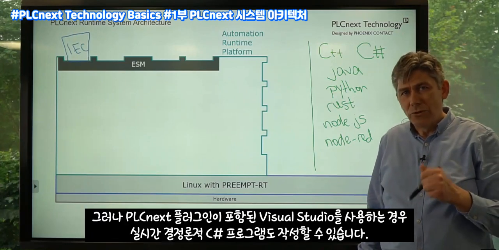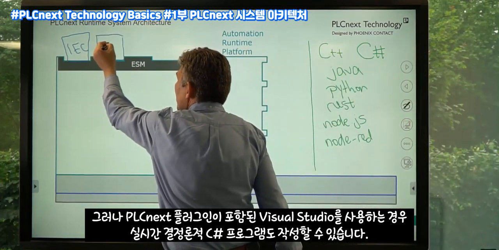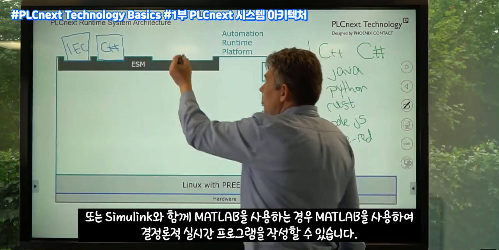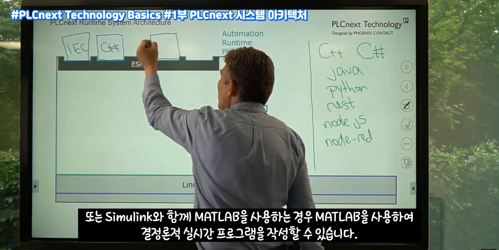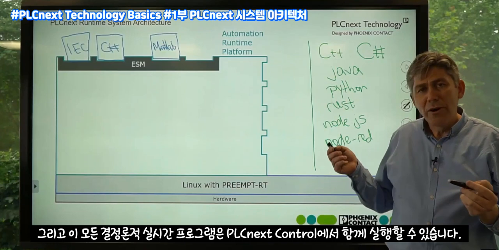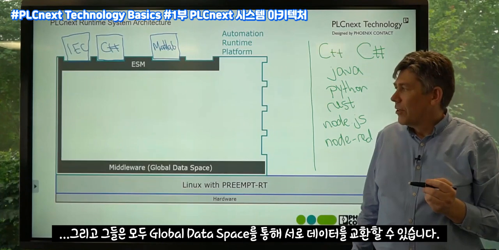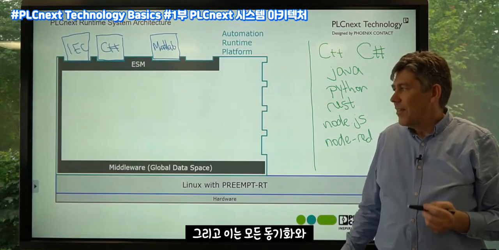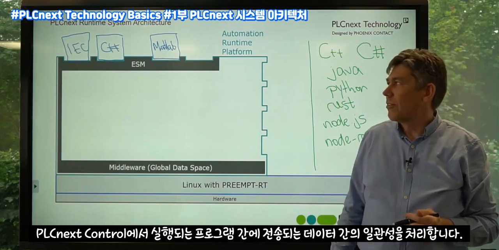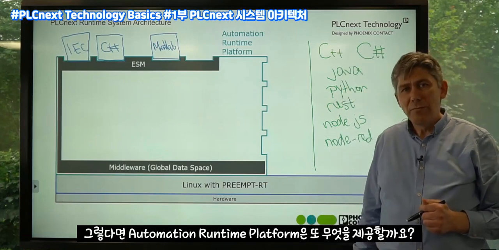However, if you have Visual Studio with the PLCnext plugin, you can also write real-time deterministic C# programs. Or if you have MATLAB with Simulink, you can write deterministic real-time programs using MATLAB. And all of these deterministic real-time programs can run together on a PLCnext control and they can all exchange data with each other through the global data space. And this takes care of all the synchronization and the consistency between data that's transferred between programs running on a PLCnext control.